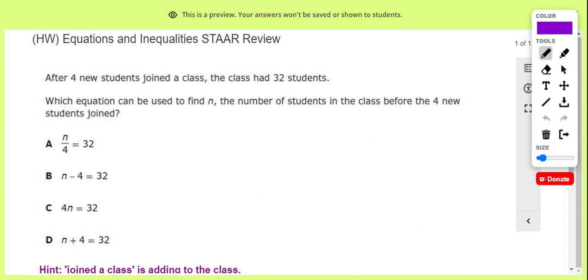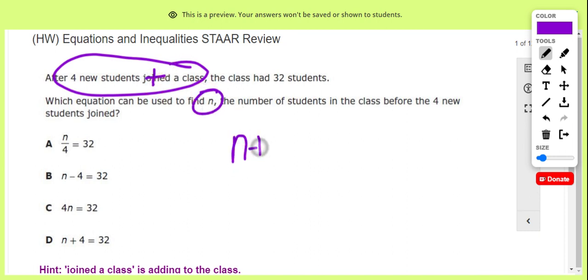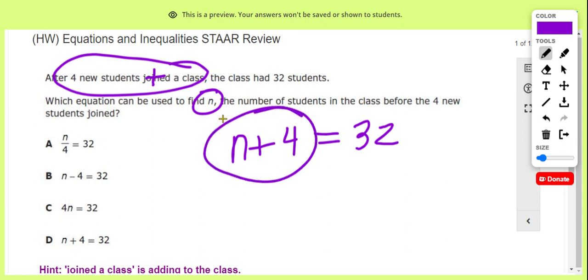Taking a look at the first one here, if you're going to join a class, 4 new students joining a class, you've got n plus 4, and then the total is 32 students. So just writing the equation, joining a class means adding.